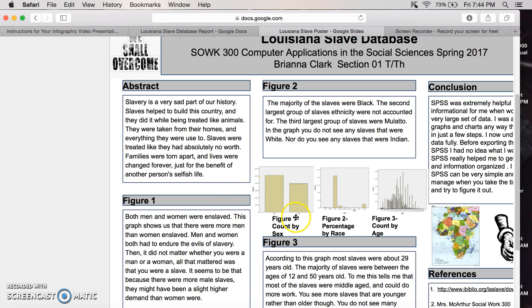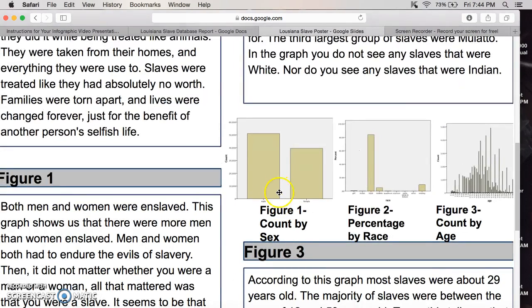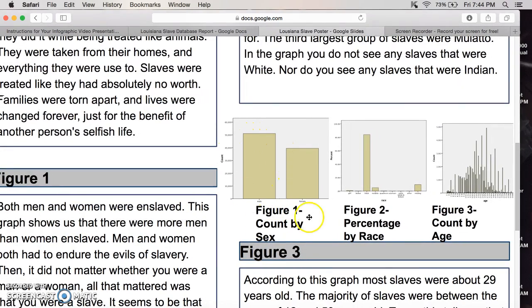So in my figure one, it actually talked about the sex of the slaves. So it showed the males and the females. Now, what I learned was that it really didn't matter whether you were a man or a woman. It just mattered that you were a slave and that you can do the work. So if you were a man and you could do the work, they wanted you. If you were a woman and you could do the work, they wanted you. So in this figure, I noticed that it was only about a 5,000 person difference between the male and the female. So that told me that there was a lot of slaves. It didn't matter what your sex was.